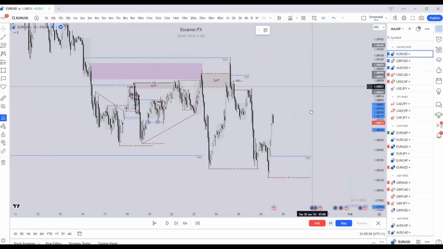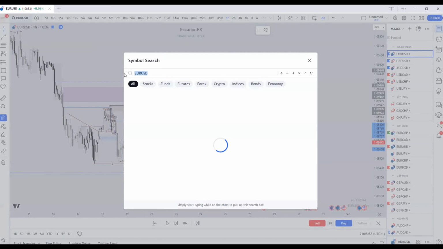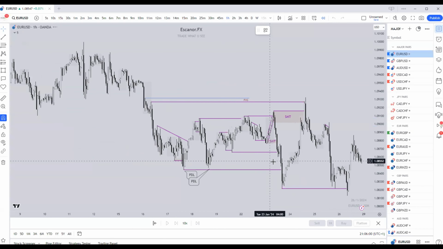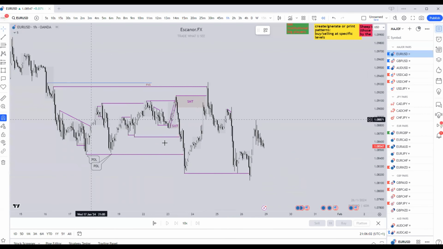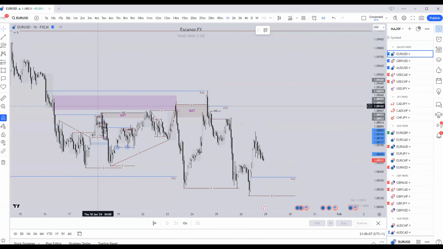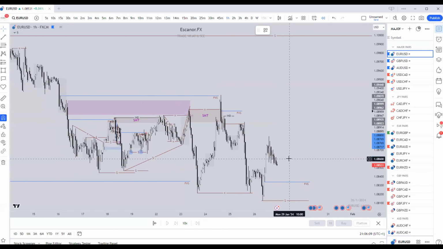In part one, we explained the whole idea here. And those are the trades that we took. So this is the whole idea of inducement.